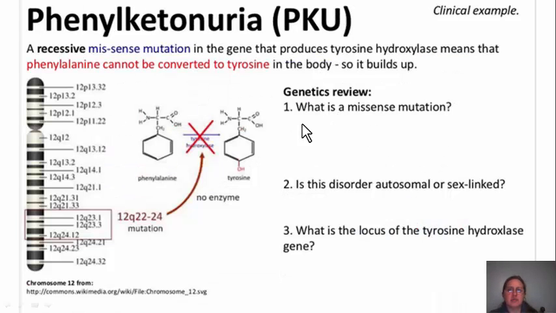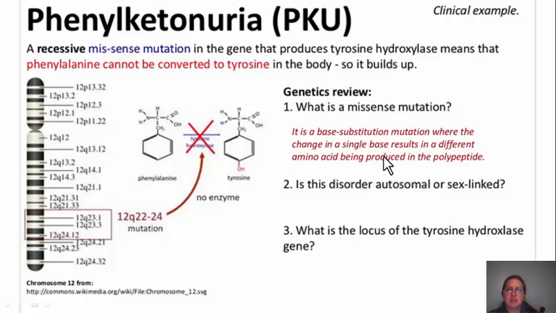So let's review some genetics. What is a missense mutation? All right, so we have a base substitution mutation where the change in a single base results in a different amino acid being produced in the polypeptide. It is an autosomal disorder, chromosome 12, and the locus of the tyrosine hydroxylase gene is chromosome 12, lower arm between the 22 to 24 area.